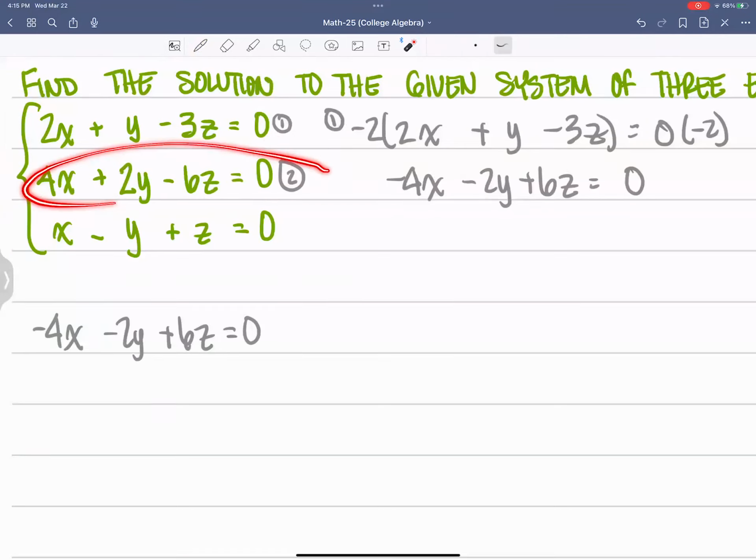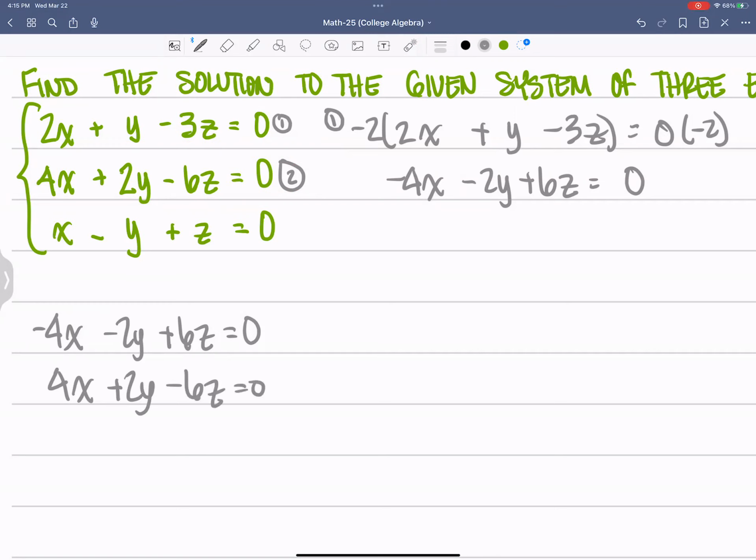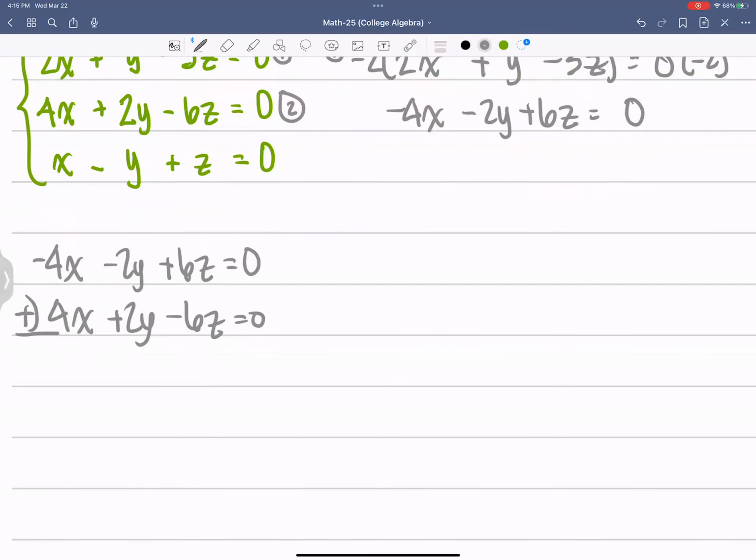Let's add equation 2 to that: 4x plus 2y minus 6z equals 0. Add these two together. All right, our x's are eliminated, our y's are eliminated, our z's are eliminated. On that left side, we have 0, and on this side, 0 plus 0 is 0. We have 0 equals 0, which tells us we have infinitely many solutions.